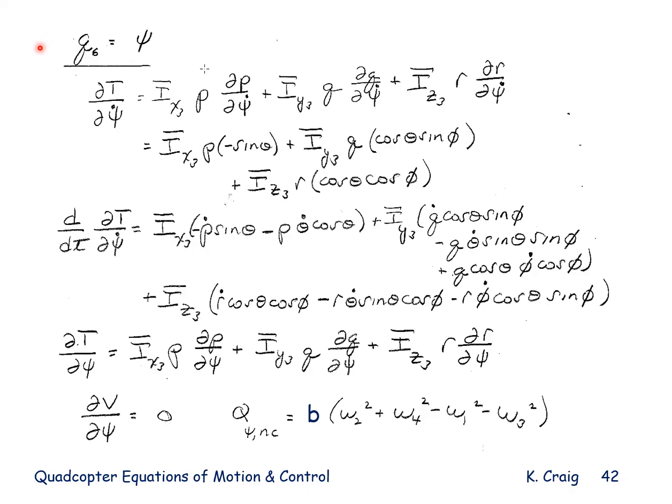Lastly, I apply the Lagrange formulation for the sixth generalized coordinate, which is the yaw coordinate psi, and here are the terms in the Lagrange formulation. The generalized non-conservative moment associated with the yaw generalized coordinate psi is the yaw moment, shown here.